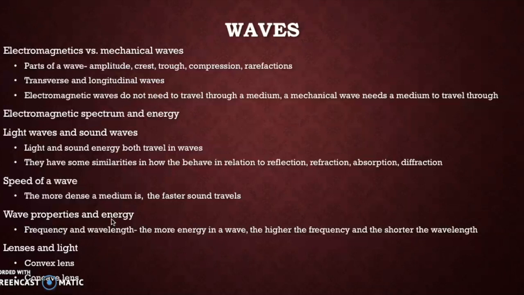And then wave properties and energy. So frequency and wavelength. The more energy you're putting into a wave, the higher the frequency and the shorter the wavelength, which sounds like it doesn't make sense, but frequency is the amount of waves that you have in a single period. So if you're adding more energy, you're going to have more waves in a shorter period of time, and the distance between each crest or each trough is going to be shorter, which is going to be your wavelength.